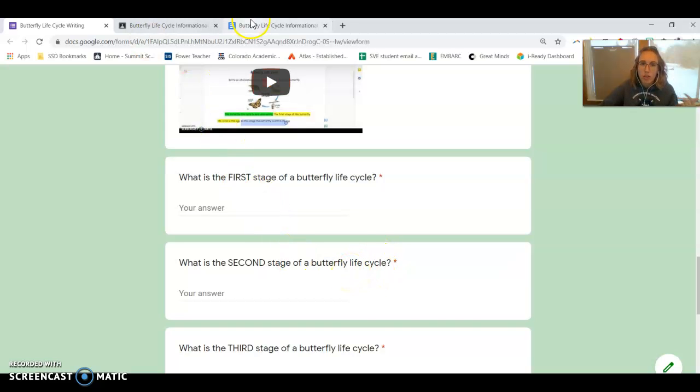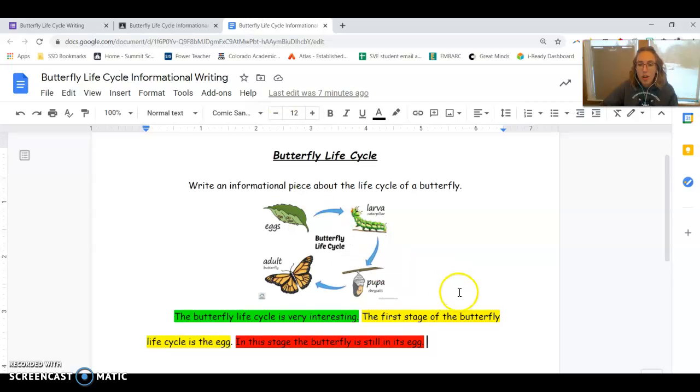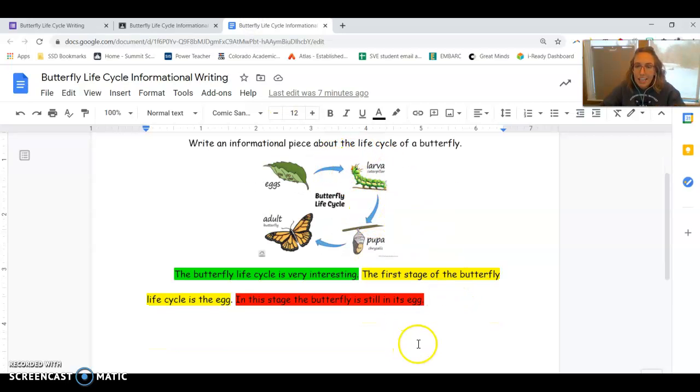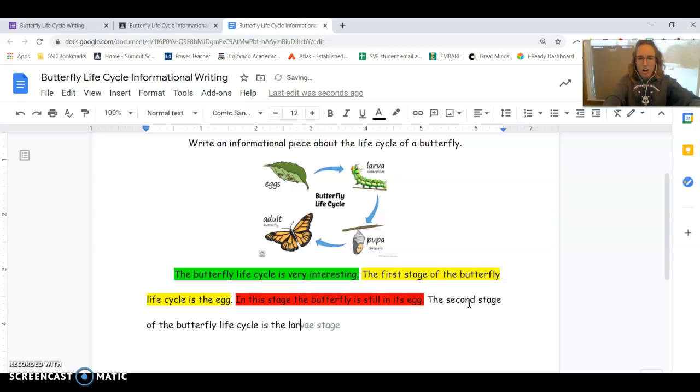So we're going to come over to our Word document, and we are going to say the second stage of the butterfly life cycle is the larva. So I'm going to put it quite simply. I'm going to put it almost just like what I said. The second stage of the butterfly life cycle is the larva.